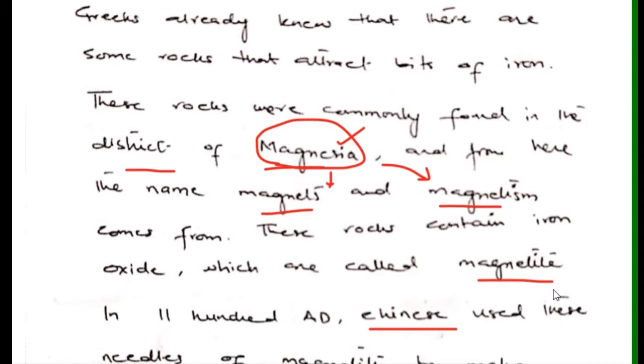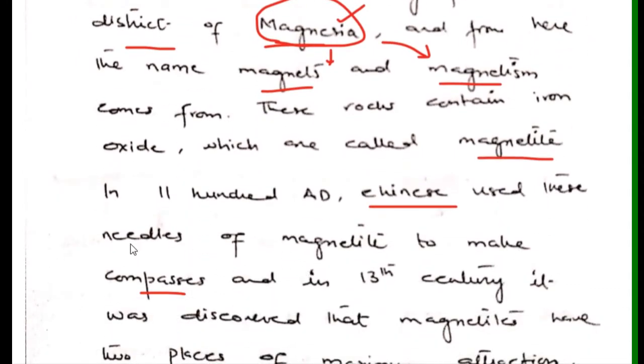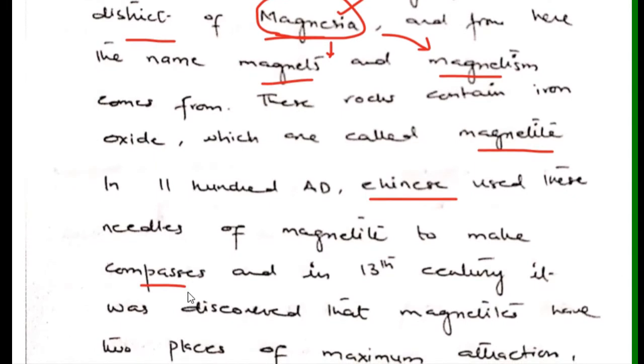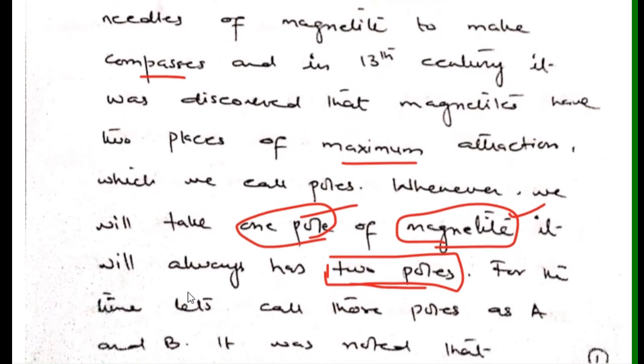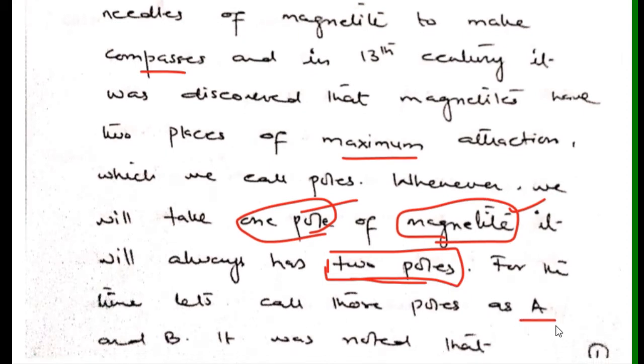In 1100 AD, Chinese used needles of magnetite to make compasses, and in the 13th century it was discovered that magnetites have two places of maximum attraction, which we call poles. Whenever we take a piece of magnetite, it will always have two poles in it. So it is not possible to have a magnetite with a single pole. Whatever piece of magnetite we choose, it will always have two poles. For the time being, let us call these poles A and B.